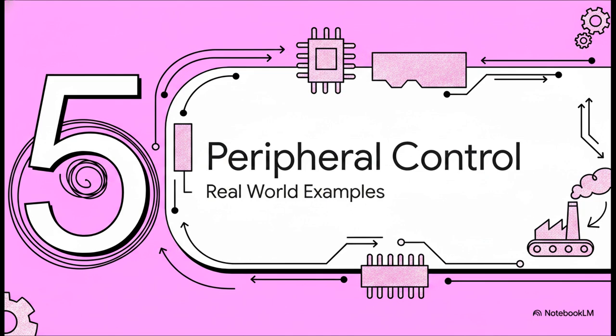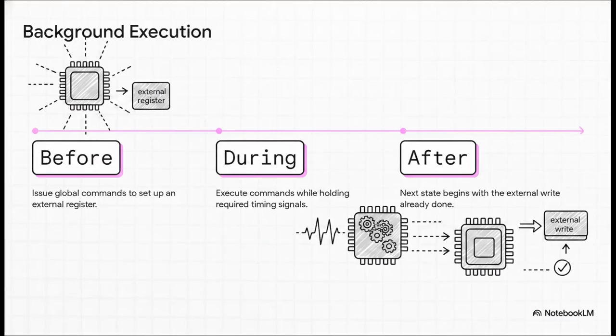Let's make this concrete. Section 5, real-world examples of peripheral control. So this architecture enables this brilliant concept called background execution, and it is an absolute lifesaver for most peripheral interfaces and control protocols. In PTSG, right before a stay begins, you can issue global commands to set up an external register. Then, during the stay window, while the core is just holding the timing signals required by the external protocol, those background commands actually execute. So by the time the stay completes and the next state begins, your external write is already totally finished.